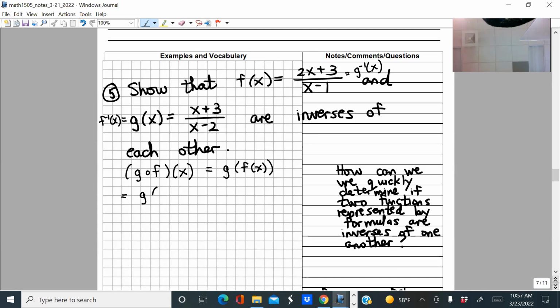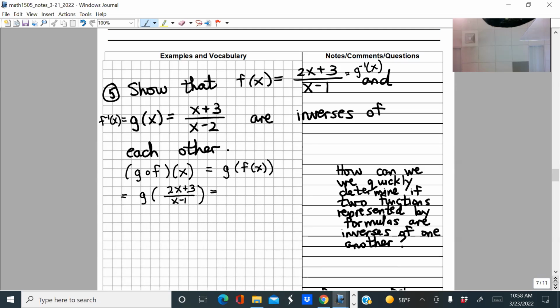Well, the first step is not too bad because you know what f of x is, right? Because you have a formula for that. So where you have f of x, just plug in f of x. So that's 2x plus 3 over x minus 1. That's easy enough. It's the second step that's hard, because now we have to compute g of 2x plus 3 over x minus 1. That looks terrible, right? Because I have to take all of this and plug it in for x in the formula for g. So that's going to get messy.